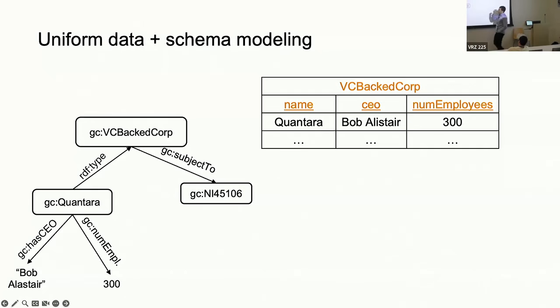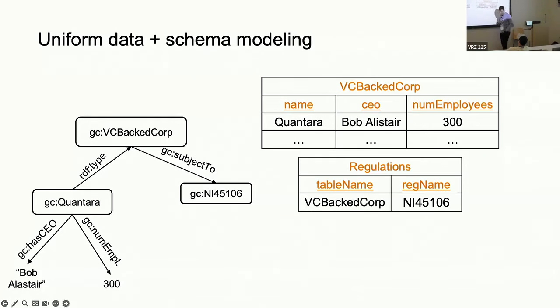The problem is that this is information you want to put about the table. It's not about any of the records in the table. You can't encode that directly into the schema. What you could do is have a regulations table, and if you've chosen to model VC-backed corporations as a table, say this table name is subject to this regulation. But now if you wanted to understand that Quantara is subject to this regulation, you couldn't really join Quantara's record with this, because there are no common values, right?